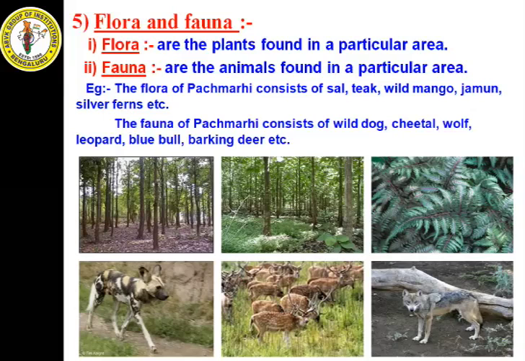For example, the flora of Pachmarhi consists of sal, teak, wild mango, jamun, silver ferns, etc. These plants we cannot find anywhere else. We can only find them in the Pachmarhi Biosphere Reserve. So they are called the flora of Pachmarhi Biosphere Reserve. Or the animals, for example, wild dog, cheetal, wolf, leopard, blue bull, barking deer, etc. These are the fauna of the Pachmarhi Biosphere Reserve. They can be found only in that biosphere reserve.